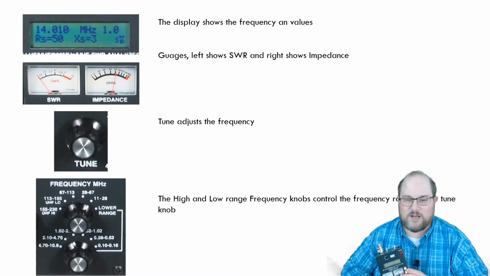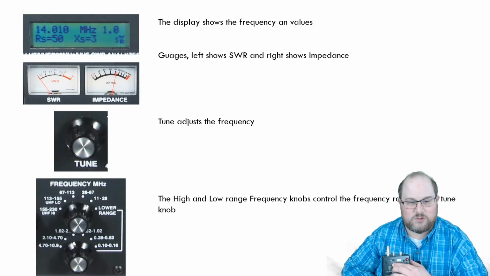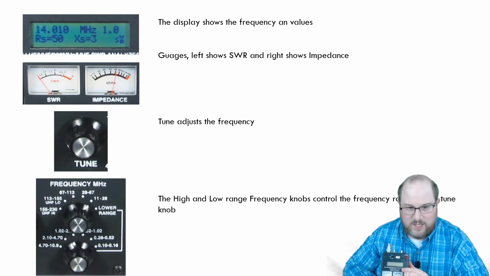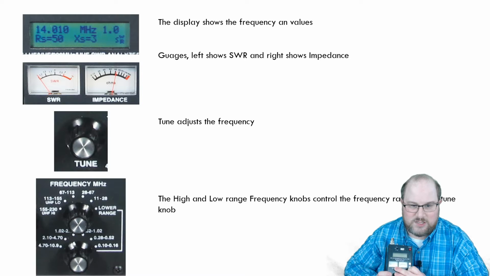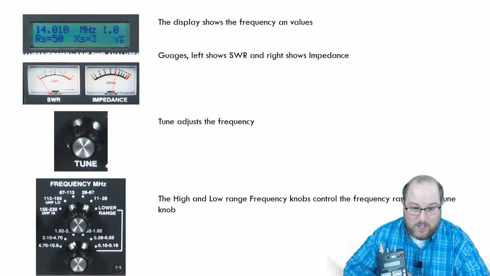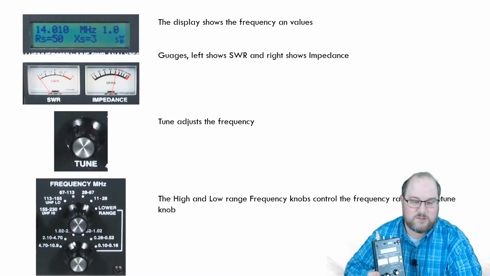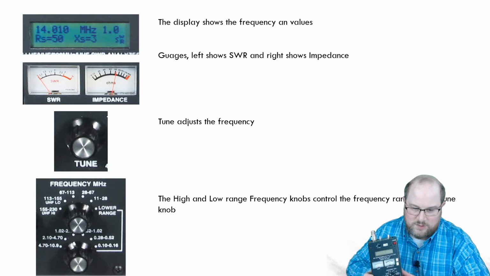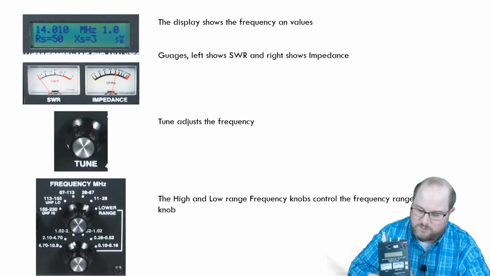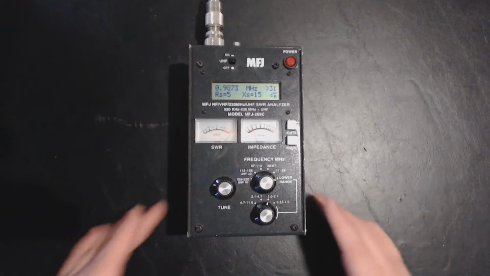The antenna analyzer has a display which shows you the frequency and other measurements. And of course, the dials show the SWR and ohms, which would be the impedance. The main tune knob is what you use to tune the frequency, and these little knobs here change the frequency range. It's pretty simple to operate, it really is.